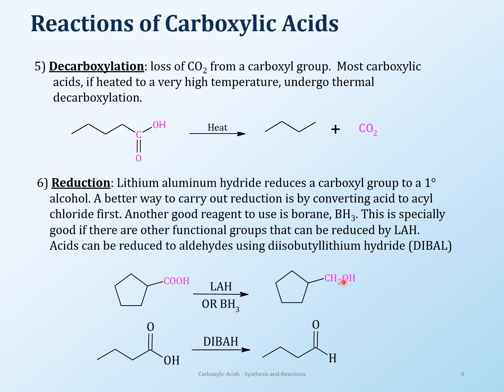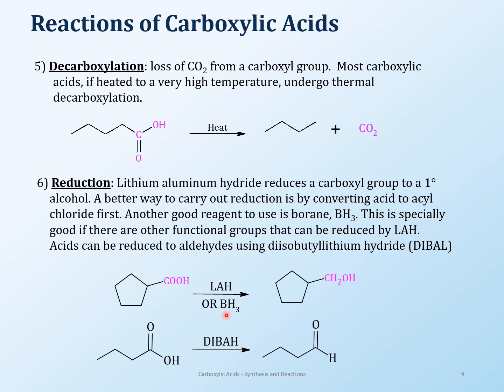If you didn't want to go all the way to the alcohol, you want to go to aldehyde, then you choose a different kind of reagent. And again, we've dealt with this before, so I'm not giving you the structure here. You can look at aldehydes and ketones synthesis to find the structure for DIBA. The name is given here, diisobutyl lithium hydride. That's the structure, and that's not a very strong reducing agent, but it's stronger than sodium borohydride. So you use DIBA to reduce the carboxylic acid to an aldehyde. If you use a very strong one or BH3, then you can go all the way to alcohol.